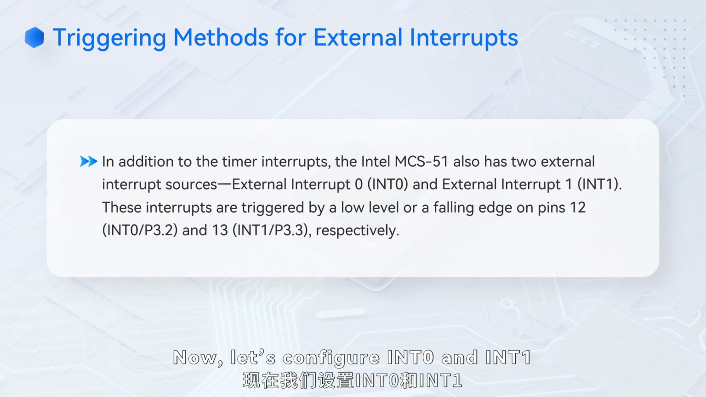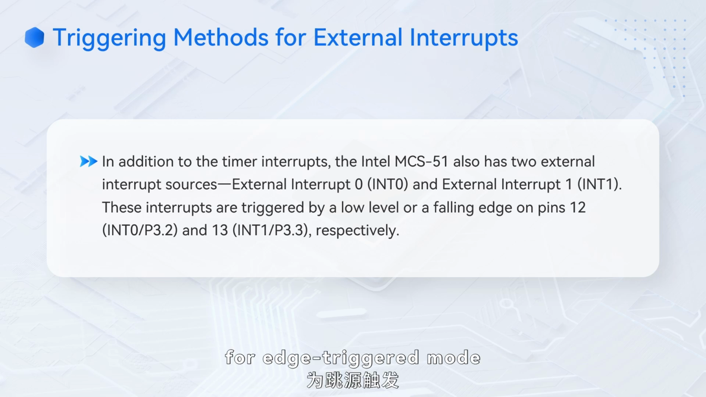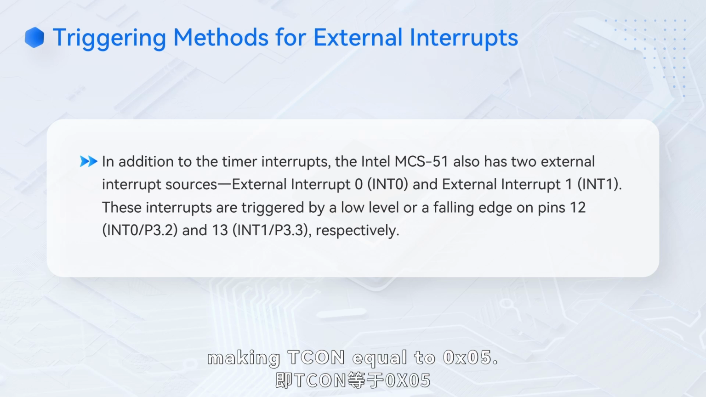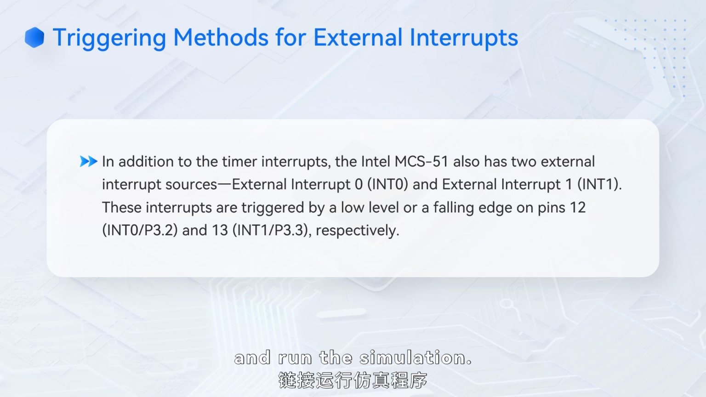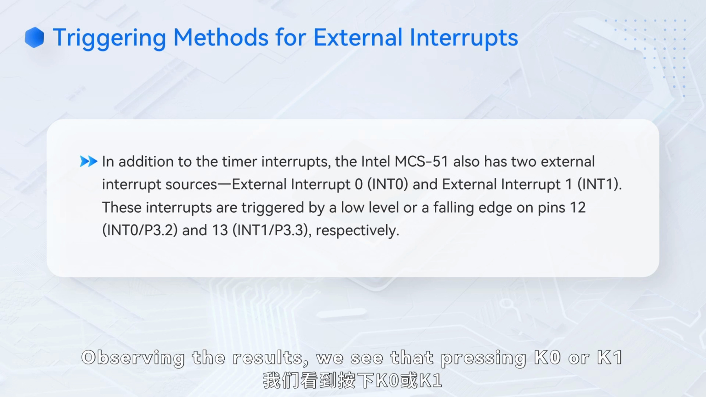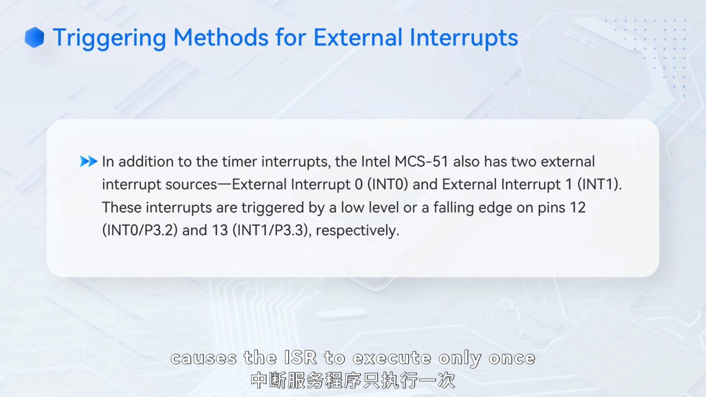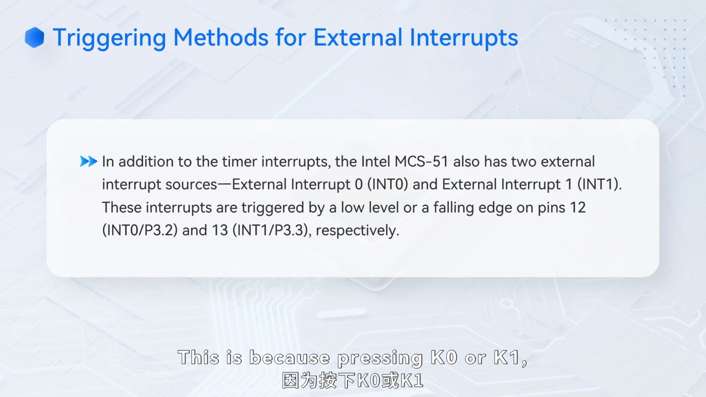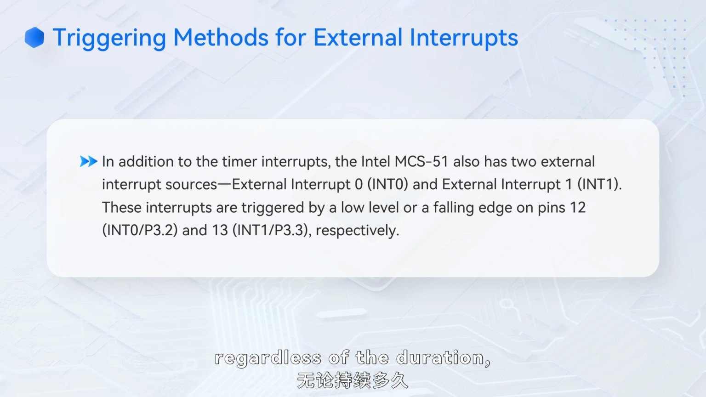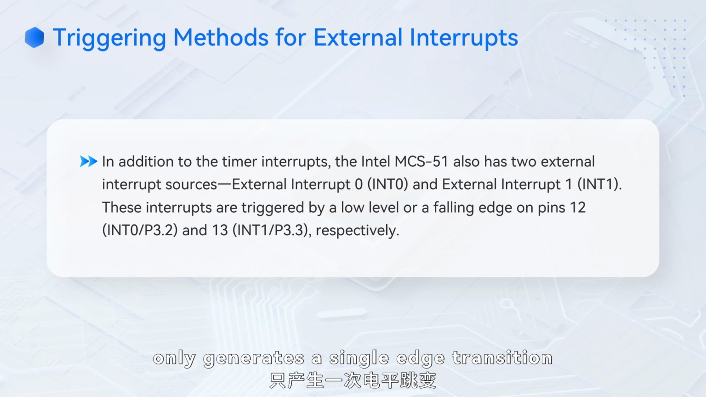Now, let's configure INT0 and INT1 for edge-triggered mode by setting IT0 equals 1 and IT1 equals 1, making TCON equal to 0x05. We will modify the control program accordingly, recompile, and run the simulation. Observing the results, we see that pressing K0 or K1 causes the ISR to execute only once before returning to the main program. This is because pressing K0 or K1, regardless of the duration, only generates a single edge transition and thus only one interrupt request.